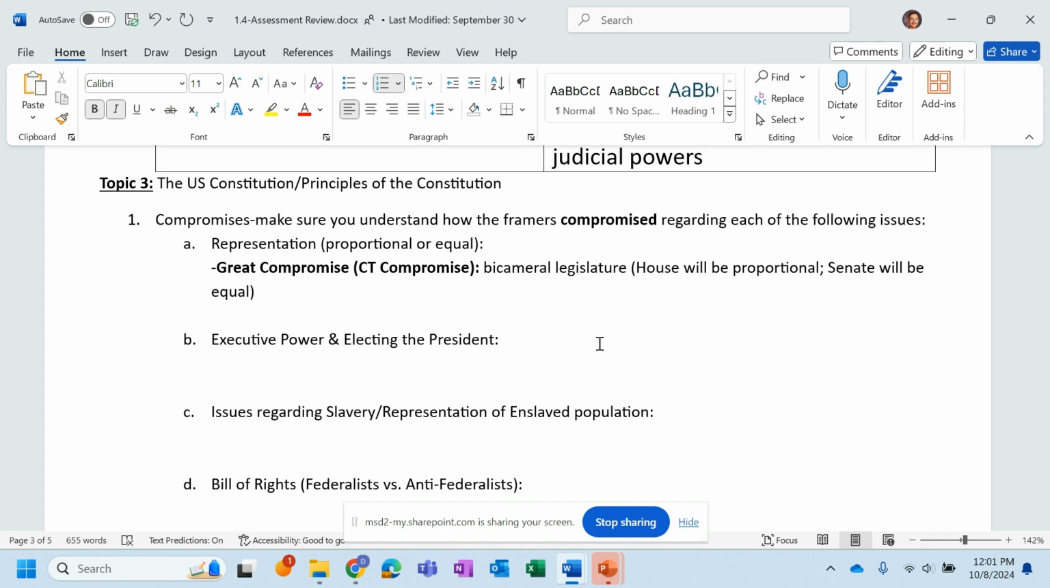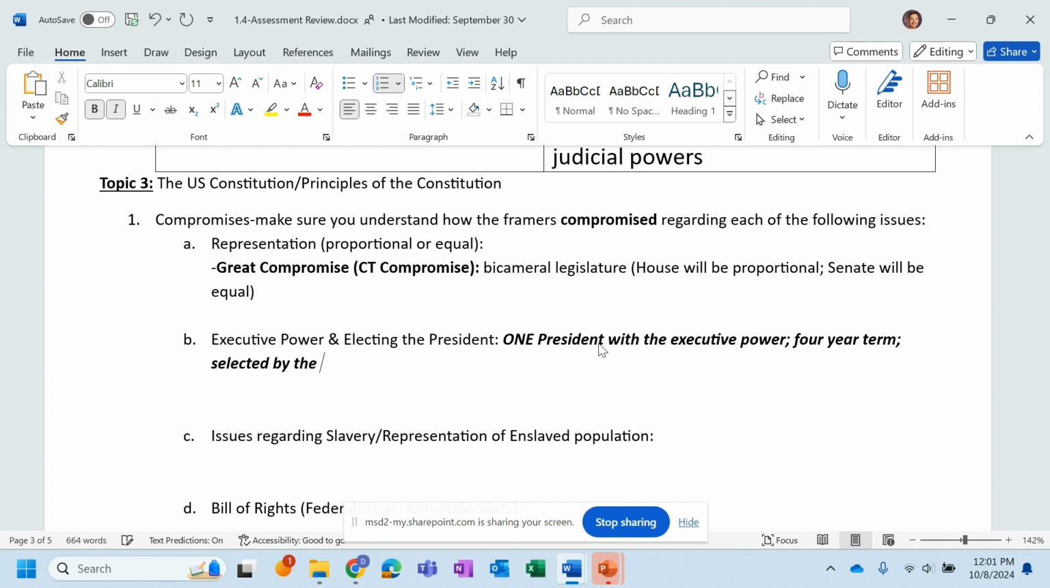The choice here was one president with the executive power, 4-year term, selected by the Electoral College. And originally, the state legislatures chose the members of the Electoral College, and then those people chose the president. We'll talk more about it when we get to the different branches of government, but they basically would vote for two people. They would cast two votes, and then the top two vote getters overall would become the president and vice president, respectively. Ended up changing that and electing them on a ticket together.